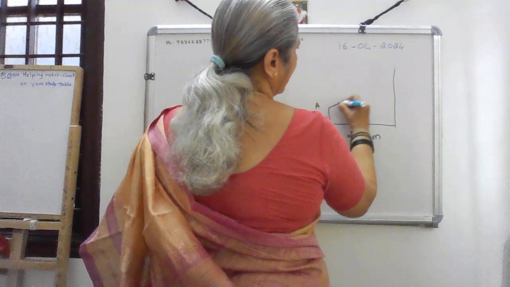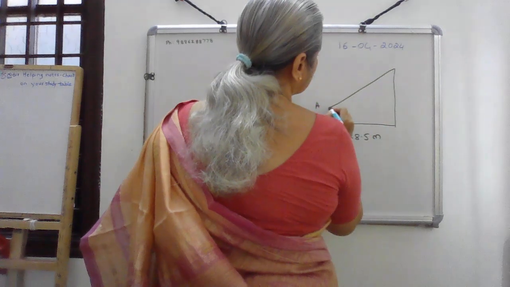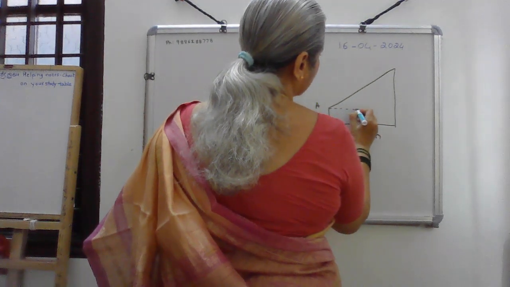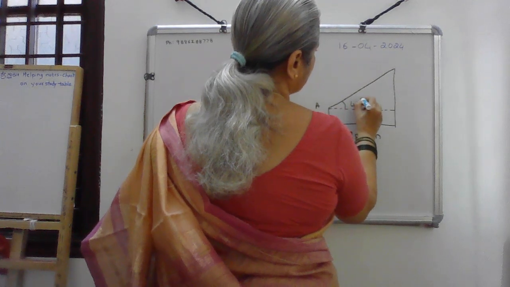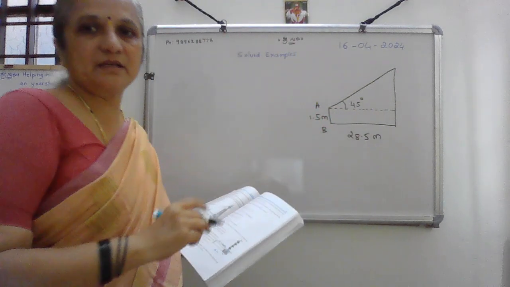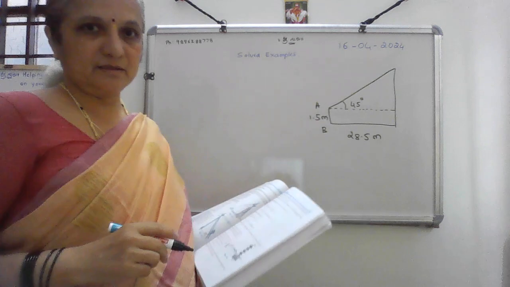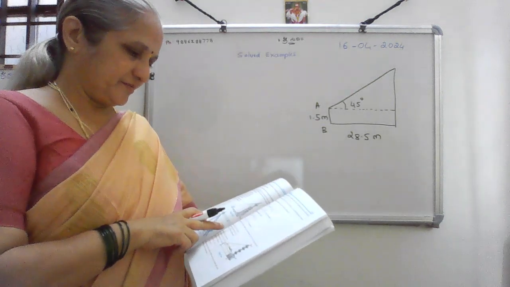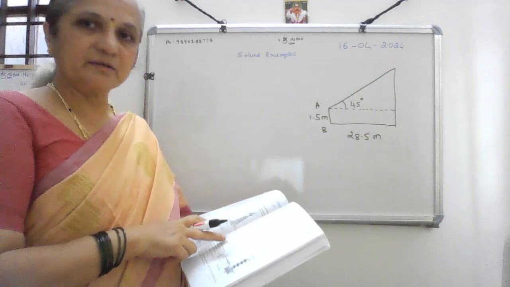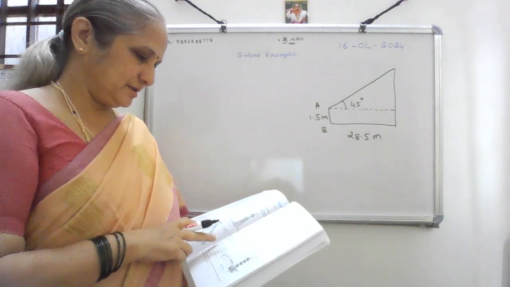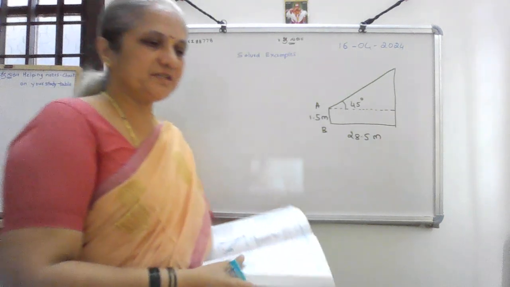Here the angle of elevation. So this is the horizontal line. This angle of elevation is 45 degrees. This is the given thing. And we can draw the figure like this from the given figures in the question. What is the height of the chimney?